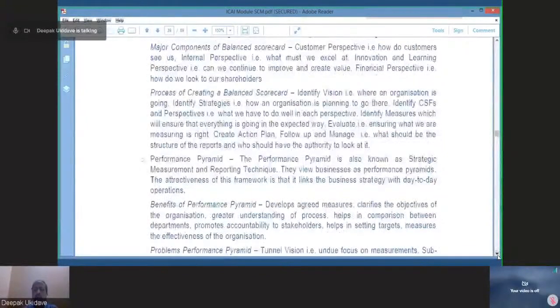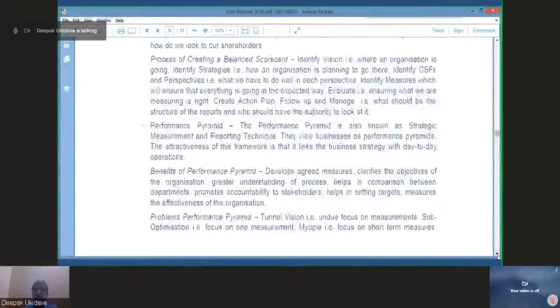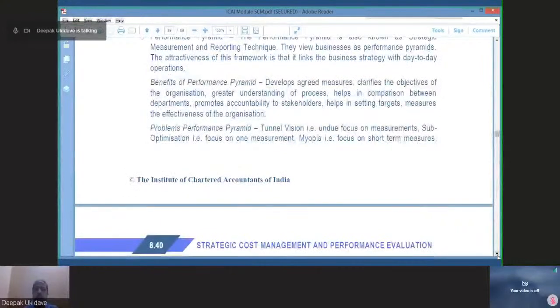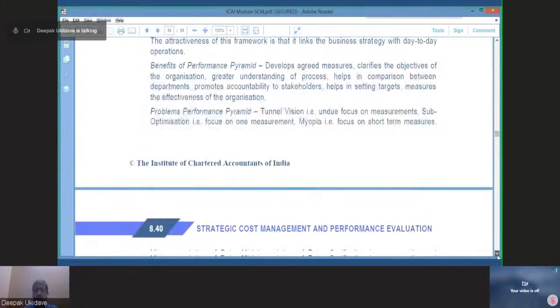Performance pyramid, where you have broad base. Pyramid always has the top which is narrow and bottom which is very broad. So at the broad base, you have efficiency and effectiveness. We talked about this. Efficiency is financial, effectiveness is non-financial. That is the performance pyramid. And we discussed problems encountered in performance pyramid.